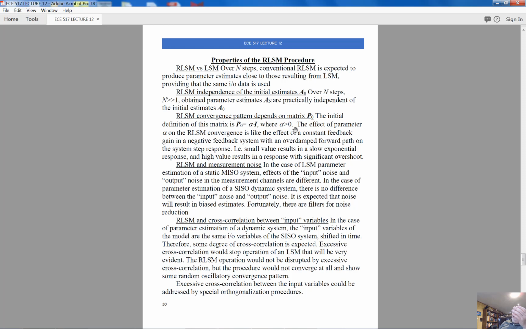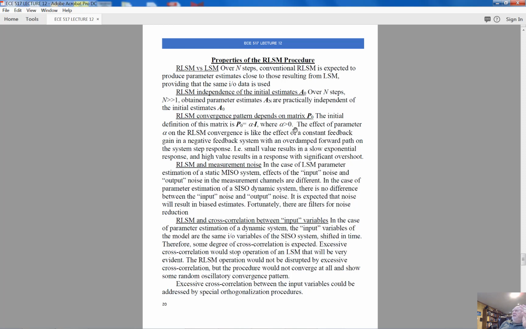If this feedback gain is small, in other words, if alpha is small, the system response to the unit step will still converge to a constant value. However, the convergence process will be very slow, a slow exponential process. As you increase the value of the gain in the feedback, or the value of parameter alpha in the initial matrix P, you will get shorter settling time, and eventually you will see the overshoot, and eventually the overshoot will become quite significant.